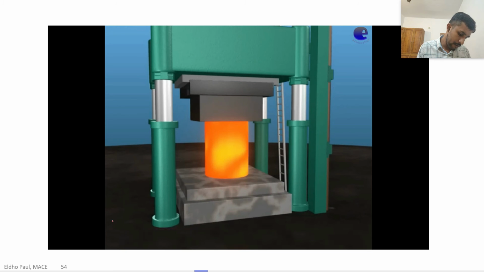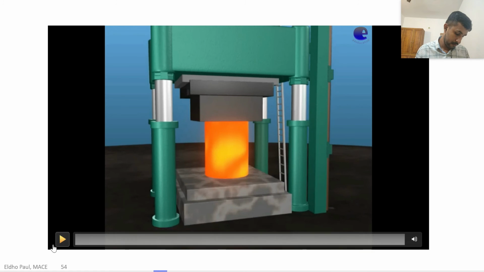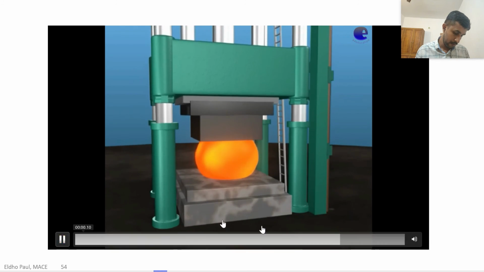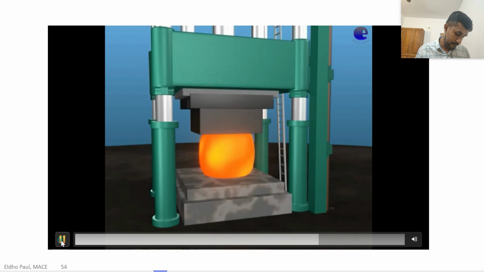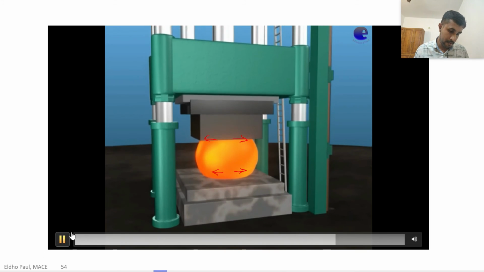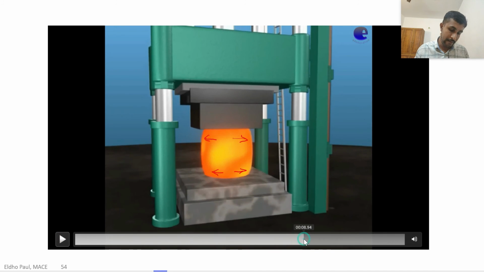See, this is the forging operation. Here we can see there is a movement of the workpiece in this direction. This movement develops friction between the workpiece and the surface. That friction is also a main source of heat generation in metal forming. So we have to control that also.